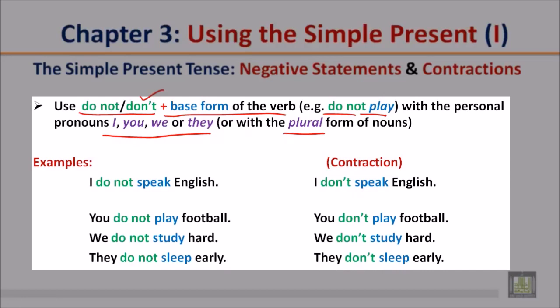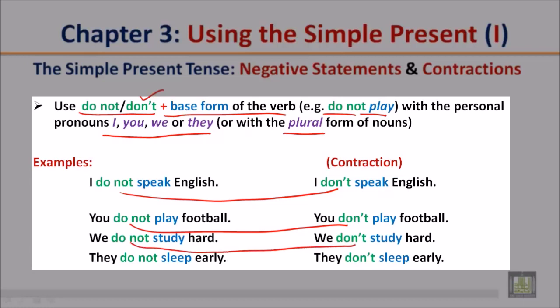Examples: I do not speak English. With the contraction, I don't speak English. Another example: you do not play football. With the contraction, you don't play football. We do not study hard. With the contraction, we don't study hard. They do not sleep early. With the contraction, they don't sleep early.